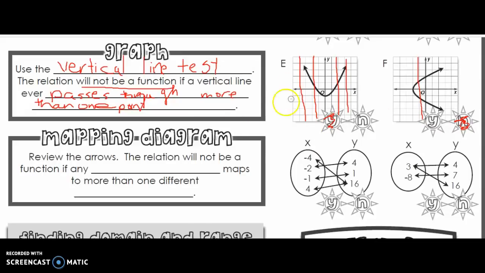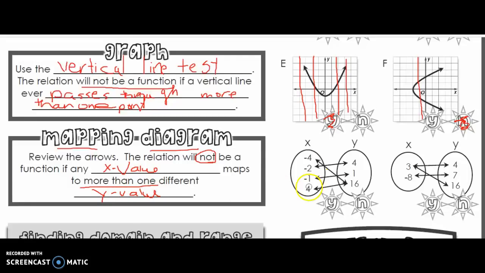Now review the arrows. This is called a mapping diagram. You've probably never seen this before, but think of it as coupling up numbers, like matching numbers. So if you review the arrows, the relation will not be a function. Let's circle this so you don't forget. It will not be a function if any x value maps to more than one different y value.